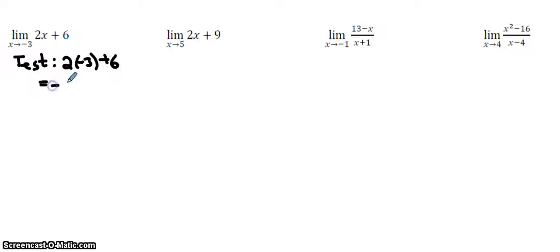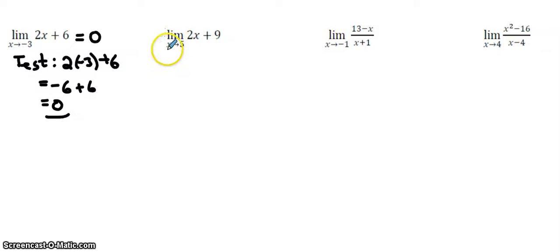And so in this case we get -6 plus 6, which is 0. 0 is a perfectly good number, and so we can say that the limit as x approaches -3 of 2x plus 6 is equal to 0. Okay, so nothing to it.